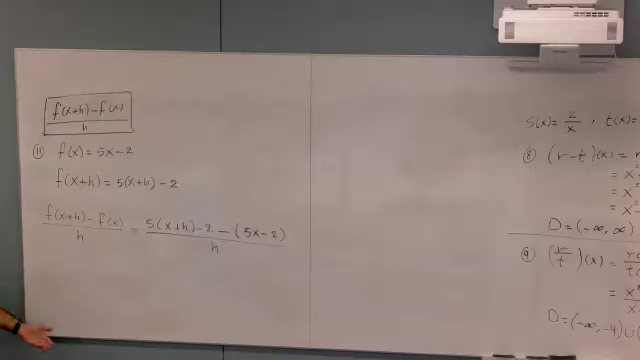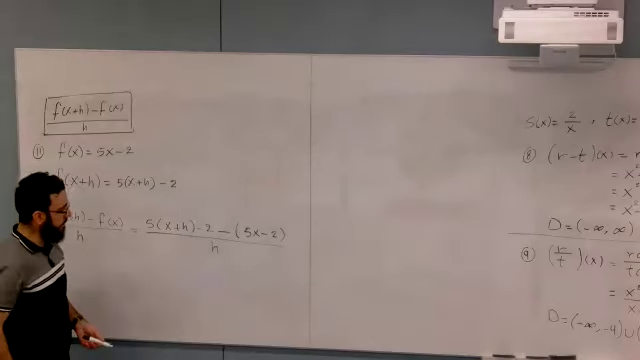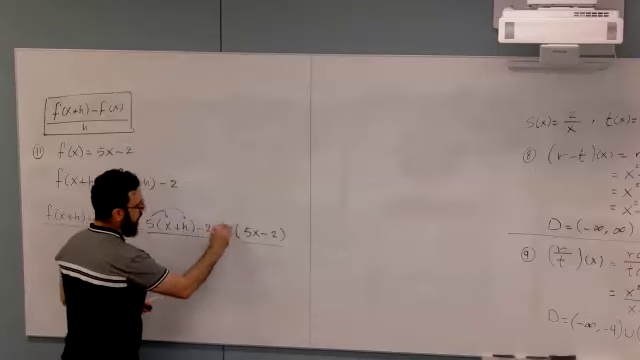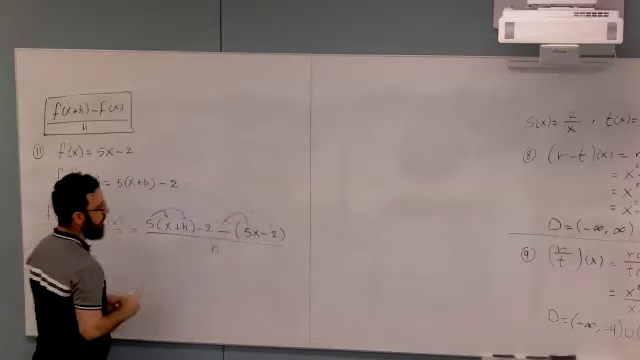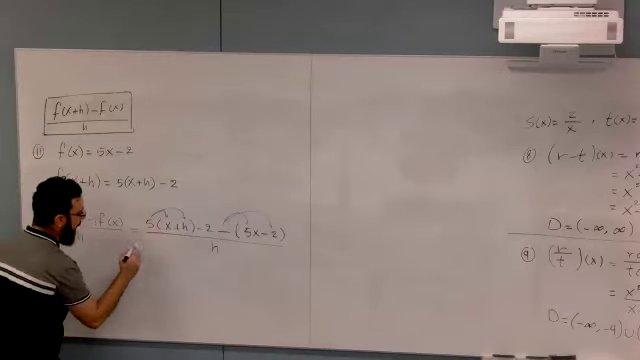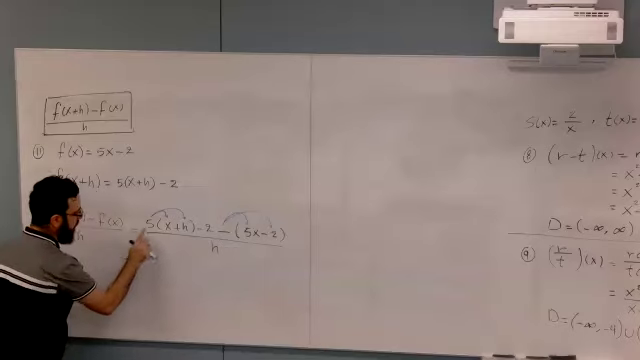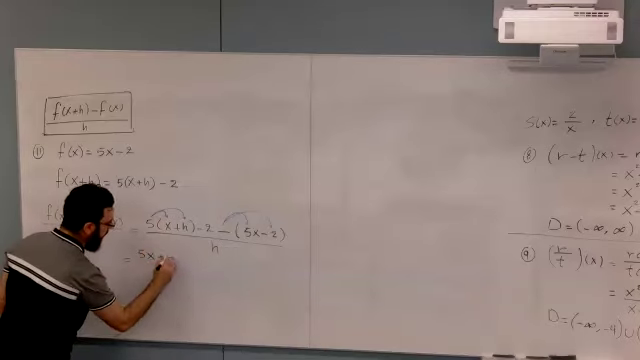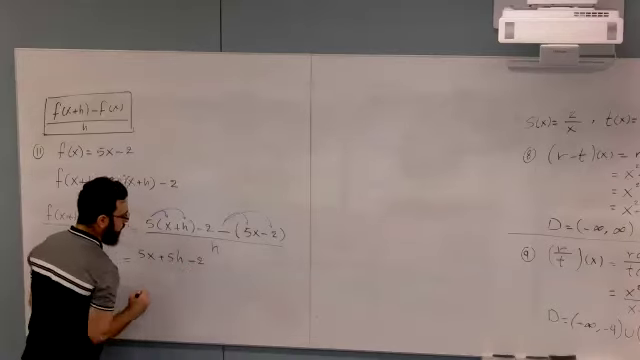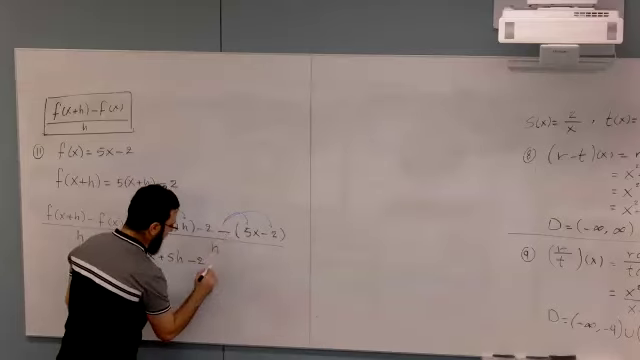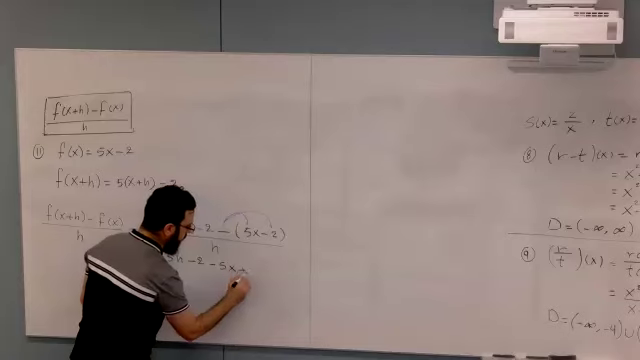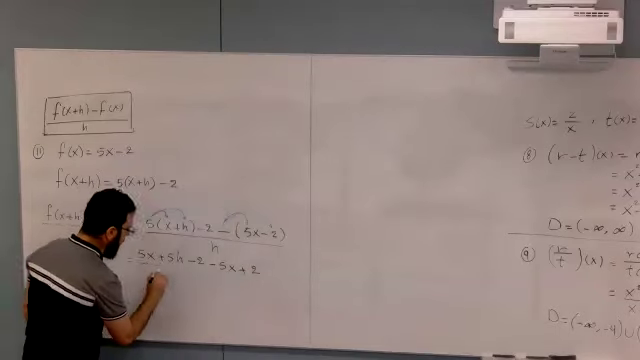Now what's the next step? Can I FOIL here? FOIL here. Distribute the sign. And then combine the like terms. Let's check what's going to happen. 5 times x, 5x. 5 times h, 5h. Here's minus 2. Now negative times 5x, negative 5x. Negative times negative 2, plus 2. Everything divided by what?